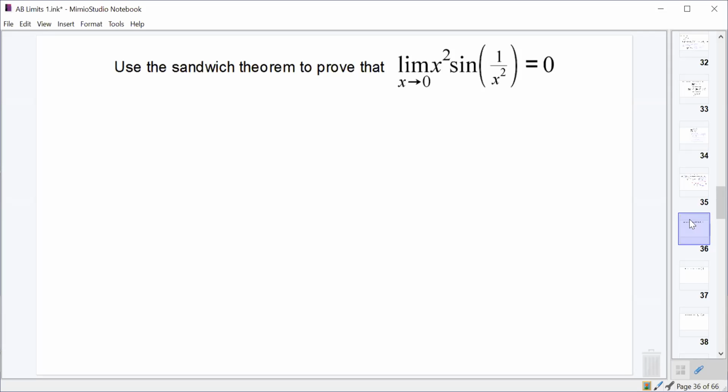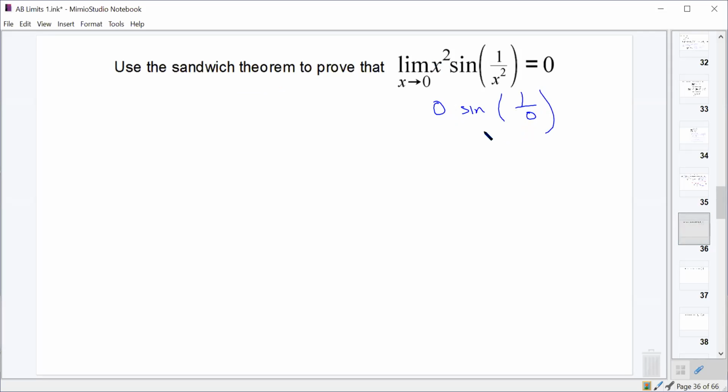So how are we going to get that started? Well, what's the first thing we should always do with a limit? Even though it says sandwich theorem, what's the first thing we should always do with a limit? Plug in the variable. So we get 0 times the sine of 1 over 0. Okay, well, 0 times anything is 0, isn't it? So we're done?